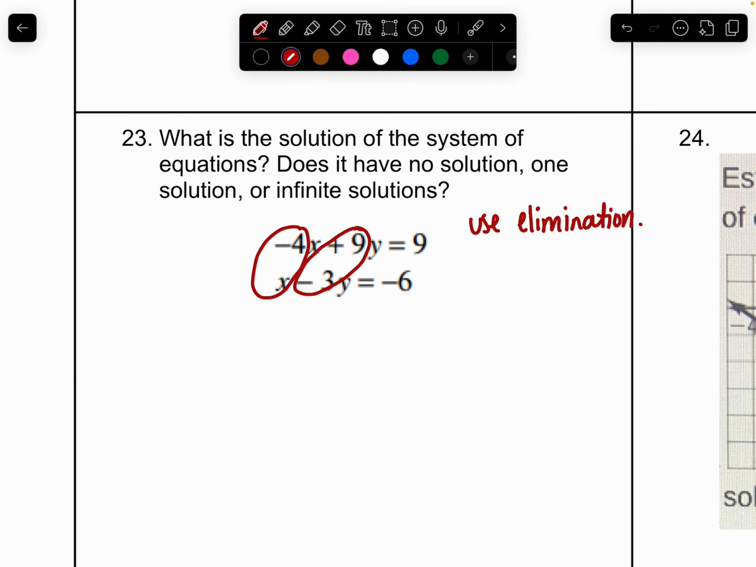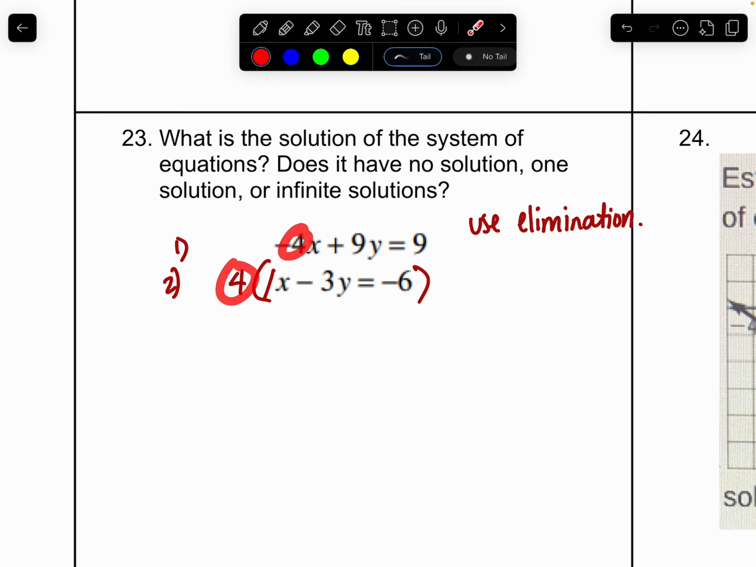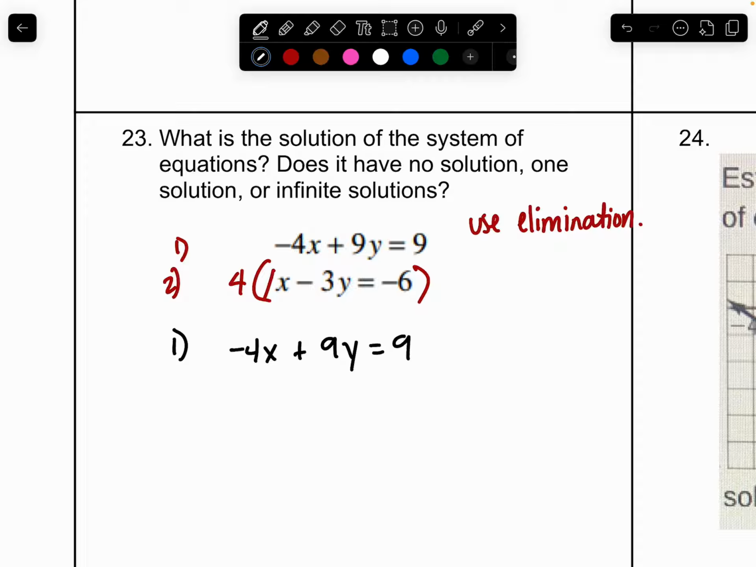Okay, when we use elimination, we look for the coefficients, and the goal is to match the coefficients. Which one do you want to match first? I think it's easier to match 4x because the coefficient here is just 1 and I can multiply whatever I want to it. So I'm going to multiply the second equation by 4 to match these numbers. Okay, and since they're already opposite signs, I don't have to multiply by a negative.